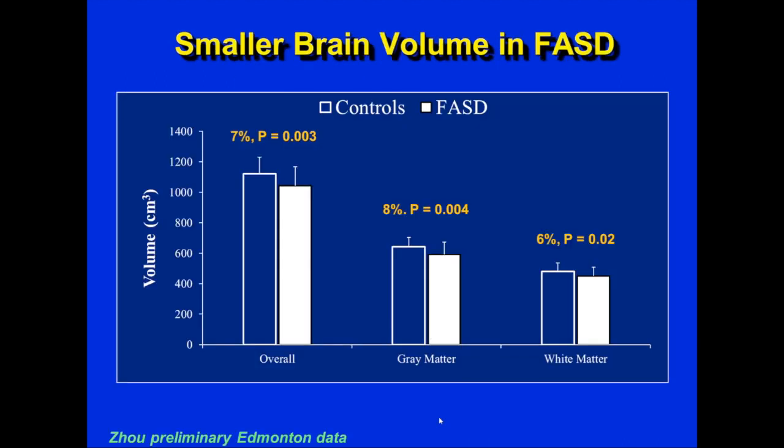What we found, first off, is that if we look at brain volume, where the blue bar is the controls and the white bar is the FASD, we saw about a 7% drop in total brain volume in the FASD subjects, in agreement with our earlier work. Remember, this is just the Alberta data. This was due to reductions in both the gray matter and the white matter.